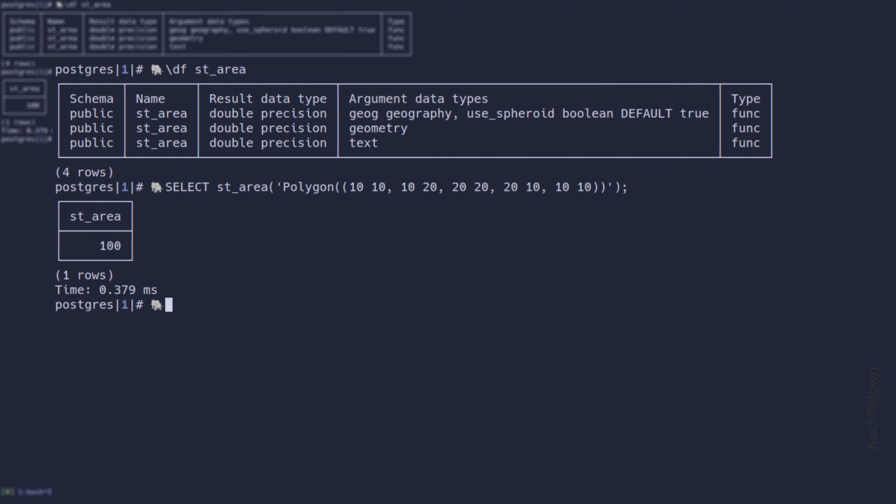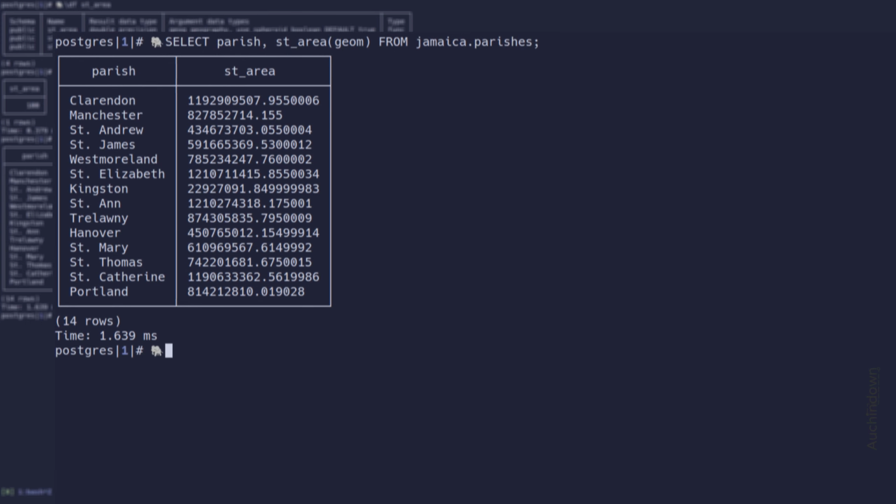Let's look at an example using real data. We'll use the parish table and get the area of each parish. Now we get back a figure in meters squared because that is the unit for the SRID that the table is using. Of course, these numbers are very large and very long. So let's convert it to kilometers squared by dividing by 1 million.